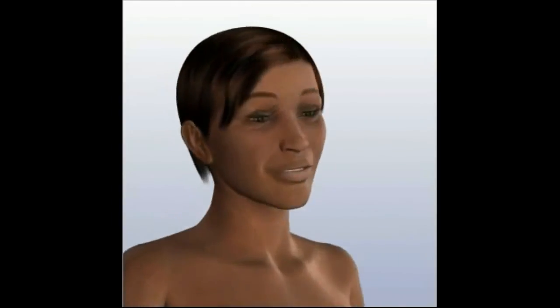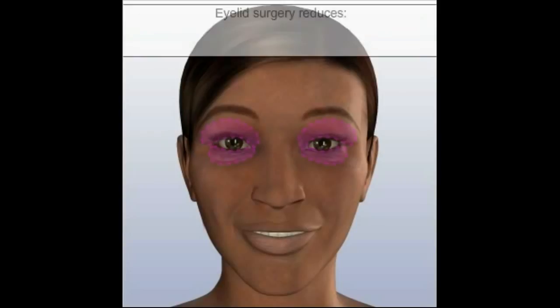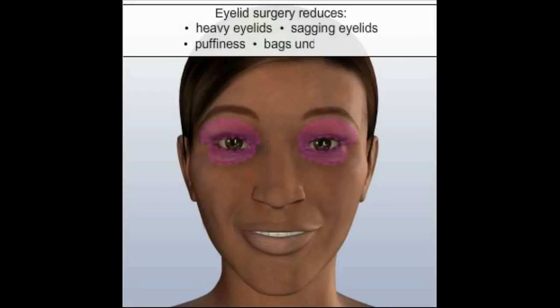As key elements in facial expression, the eyes convey messages of emotion, vitality, and age. Over time, the eyes undergo changes that often make people feel as if they appear sad or tired. The aging process can cause the eyelids to sag and droop, which in combination with bags and puffiness can make you look tired and older than you really are. Eyelid surgery can help freshen and revitalize your face by reducing the appearance of heavy and sagging eyelids, puffiness, and bags.